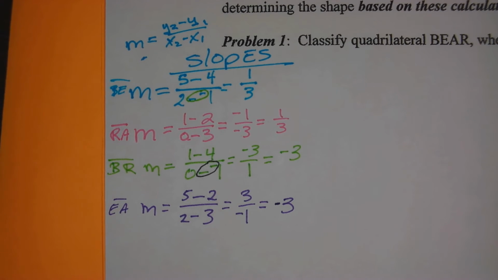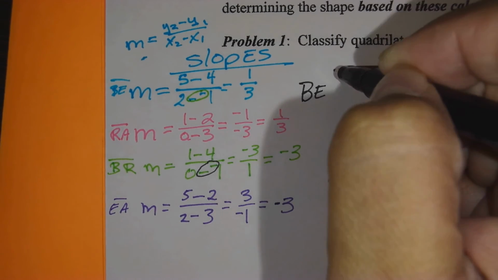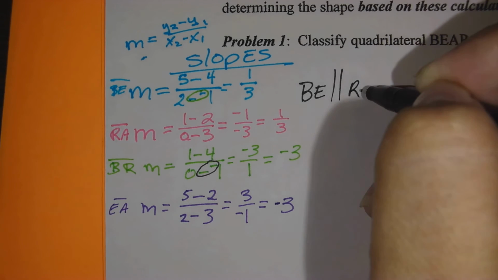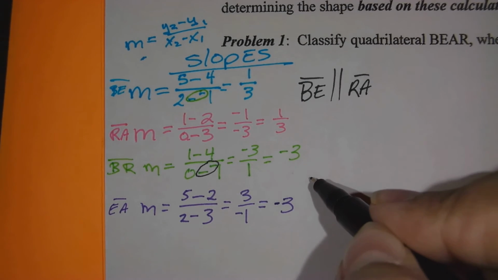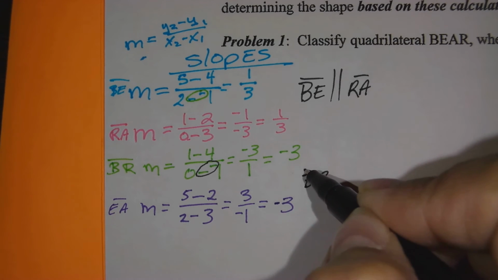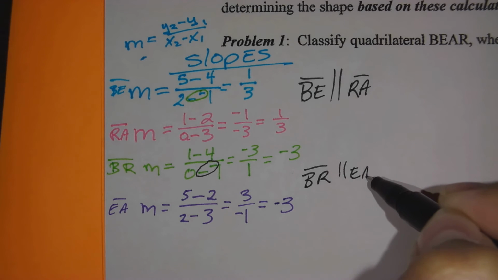So all our slopes seem to match. Everything seems to be parallel. So these two, so BE is parallel to RA. And right here, BR is parallel to EA.